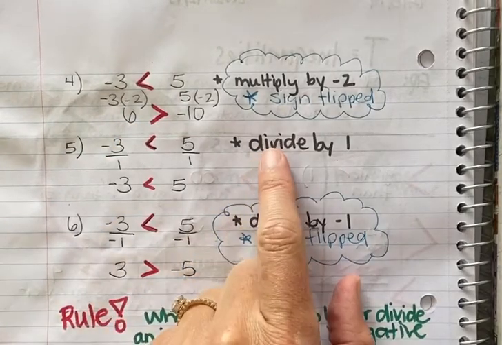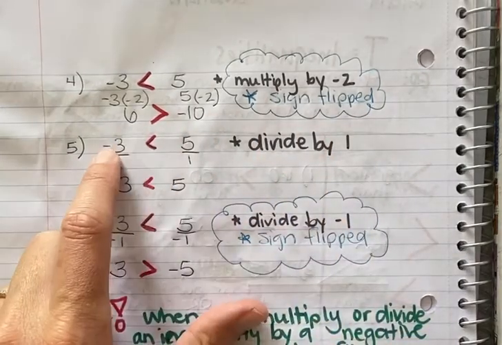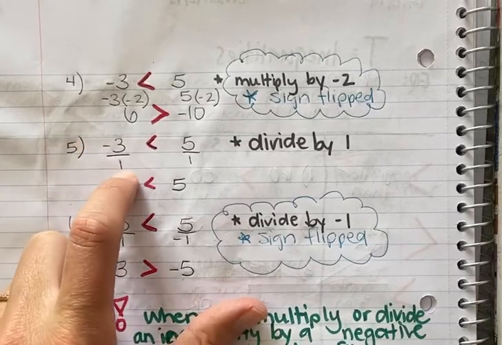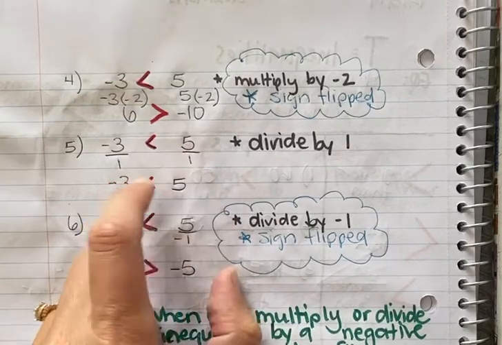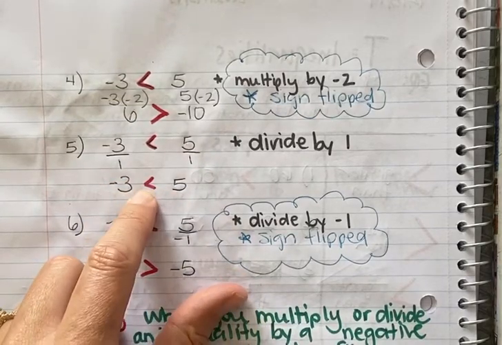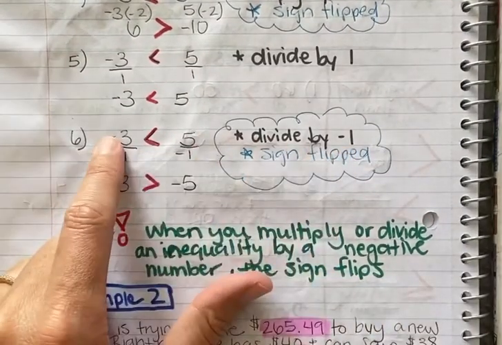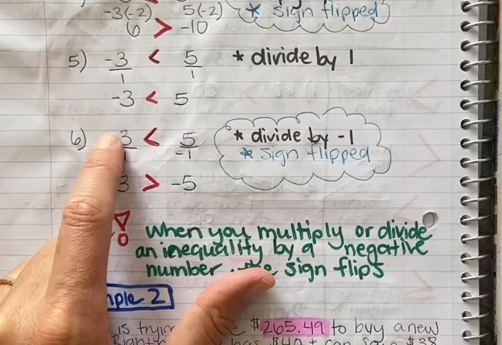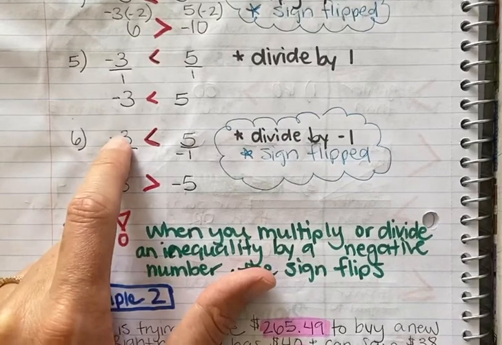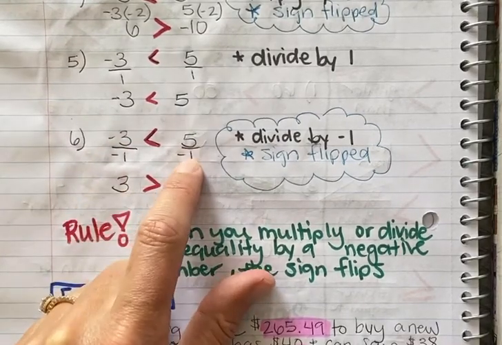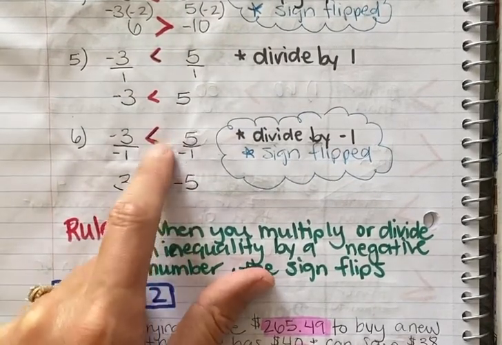Let's see what happens here. Let's say we just divide by positive 1. If we divide by a positive, the sign shouldn't flip. So again we have negative 3 and we divide by 1. That stays as negative 3. 5 divided by 1 stays as 5. Negative 3 is less than 5. But let's say we divide by a negative 1. Negative 3 divided by negative 1, a negative divided by a negative is a positive. Two negative signs, when we divide, make a positive. 5 divided by negative 1 becomes a negative 5. 3 is greater than negative 5, so the sign flipped.